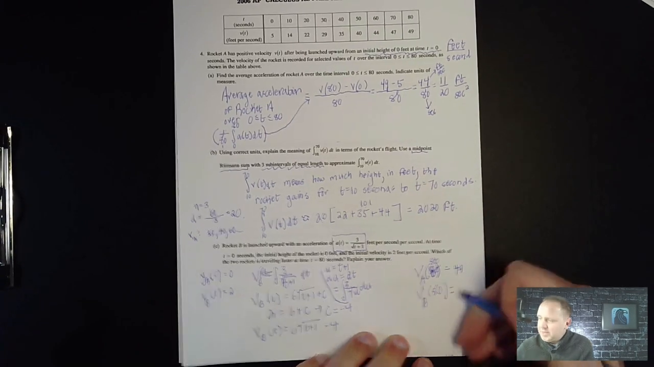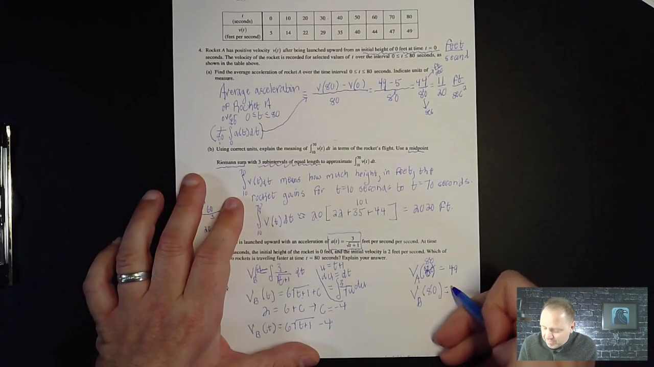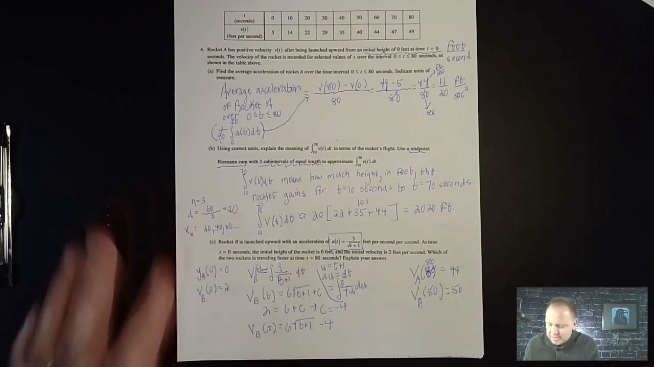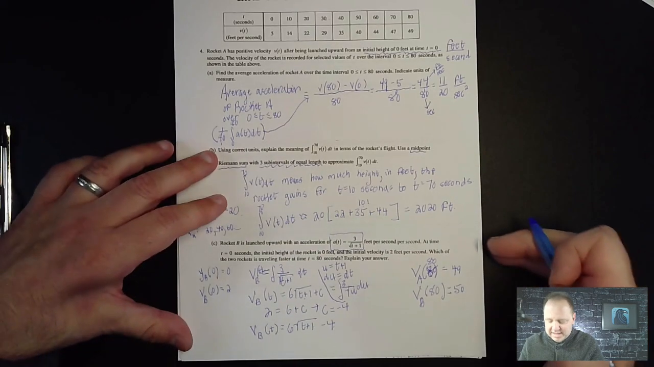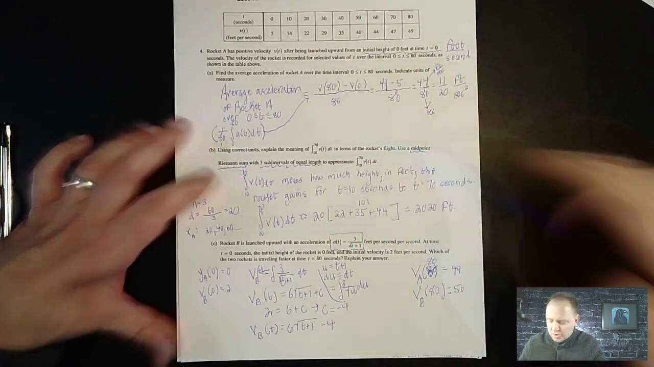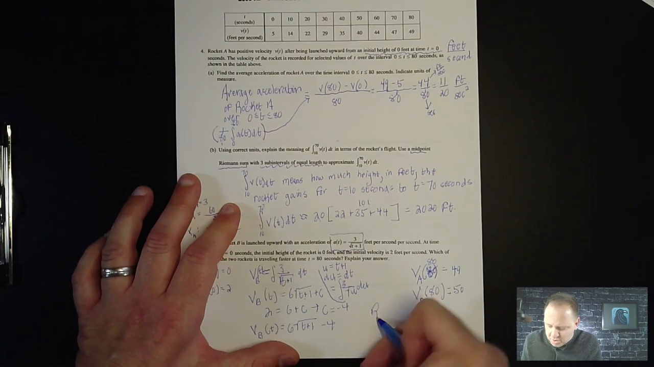So now I can find my velocity of my B rocket at 80. Now watch this. That would just be square root of 81 is 9. 9 times 6 is 54. Minus 4 is 50. All right, so rocket B is traveling faster. Now, normally speed is the absolute value of velocity, but remember, these are both positive, so I don't even need to worry about that. Just be careful.